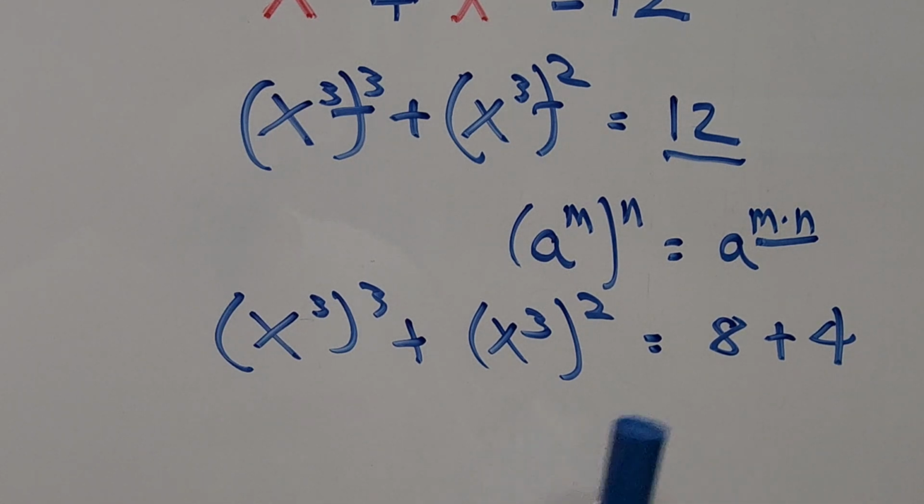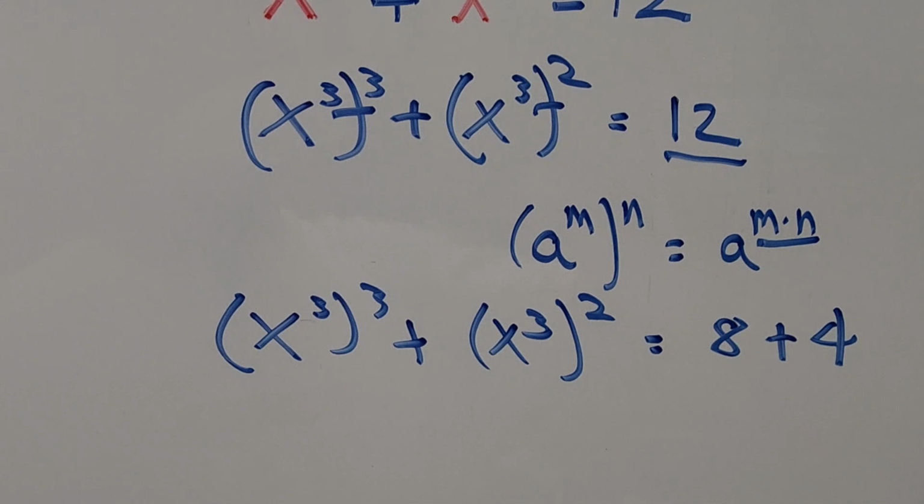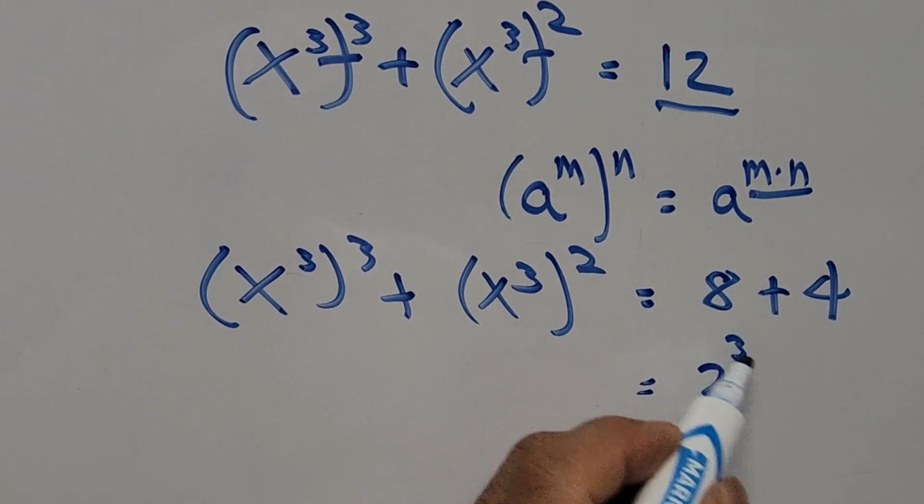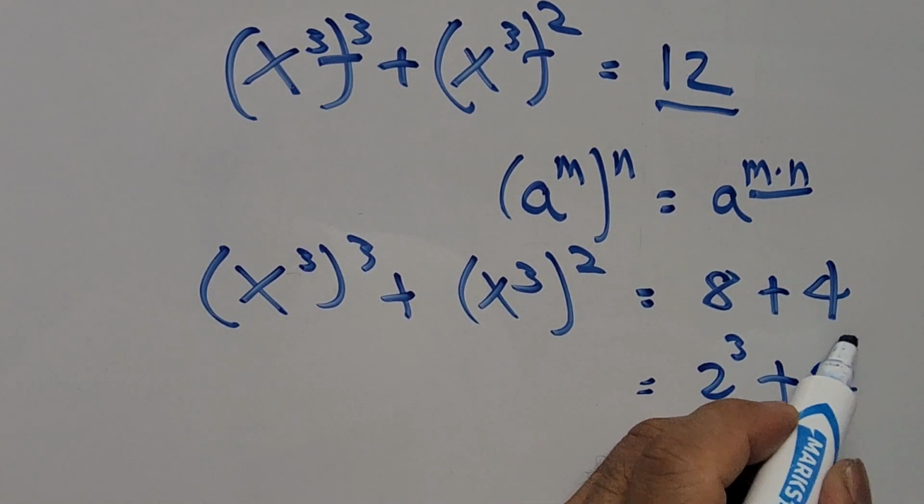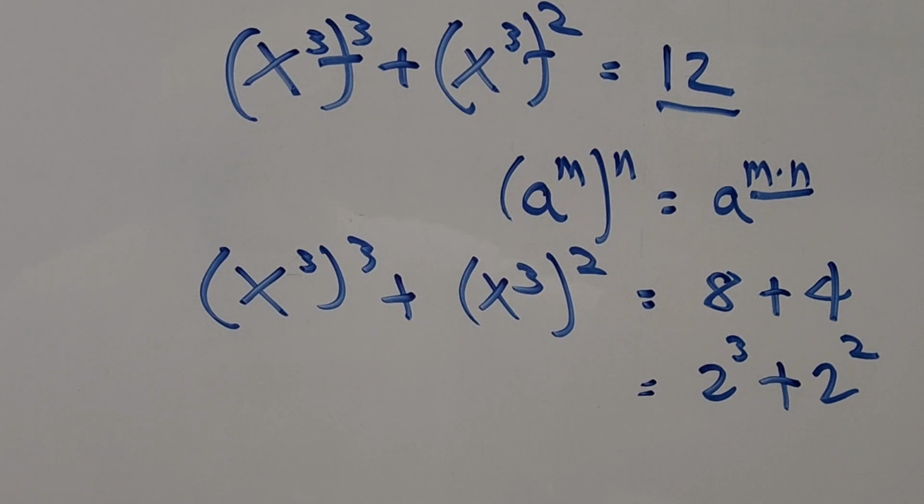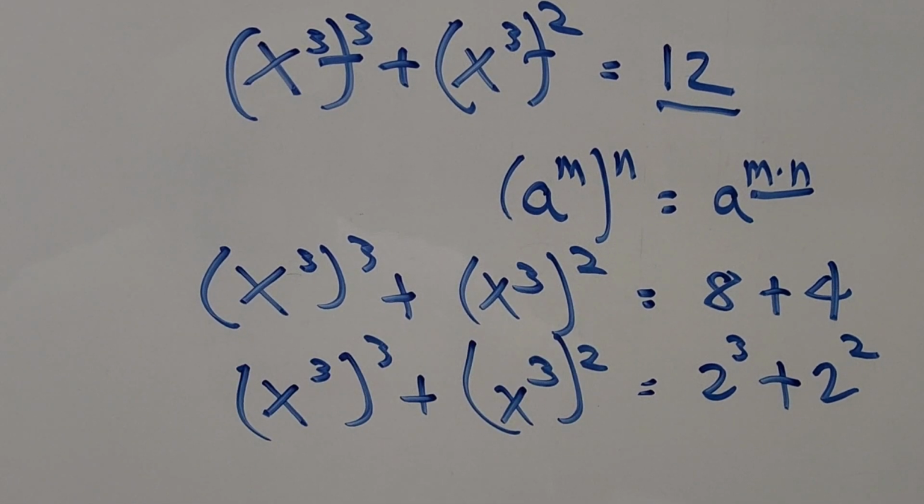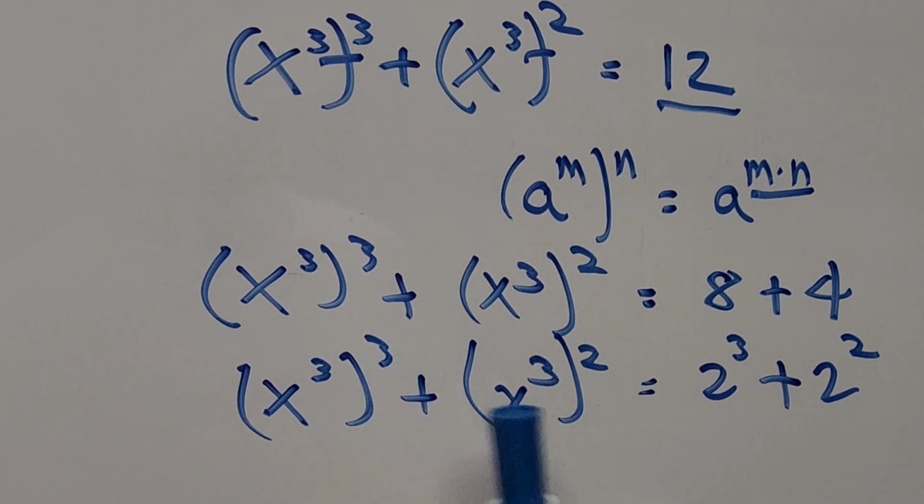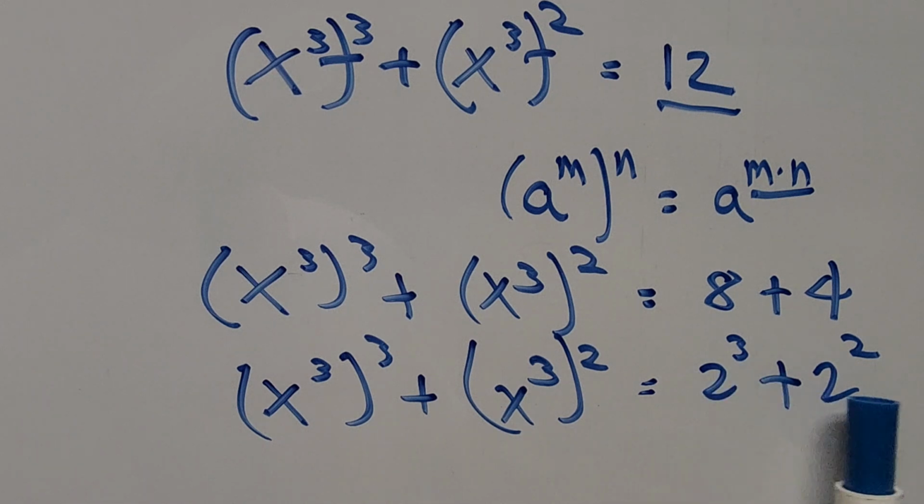And so, we can see the relationship now, right? Let's go ahead and solve. So the right-hand side, 8 can be written as 2 cubed, and 4 can be written as 2 squared. And the left-hand side remained the same. And so what do we do now? Now you can see that these terms right here are related to the terms on the right-hand side. The exponent here is 3, exponent 2. Right-hand side, exponent 3, exponent 2.